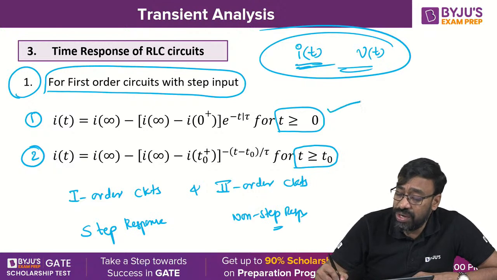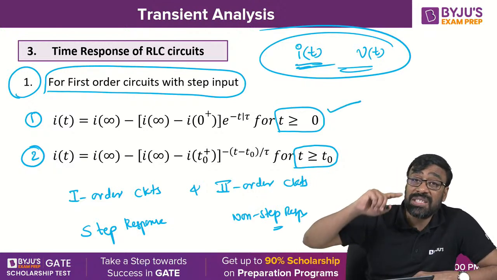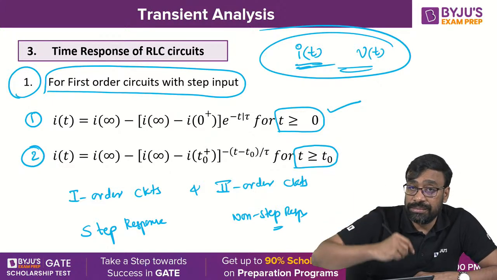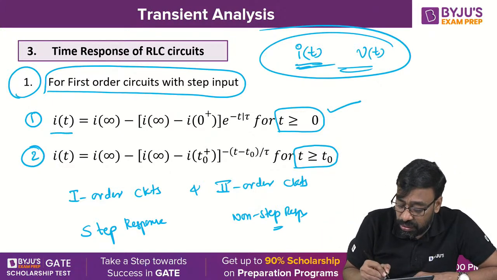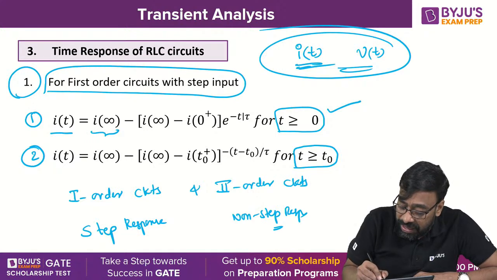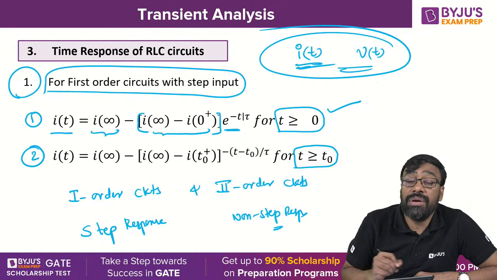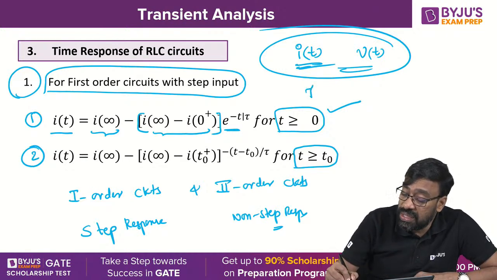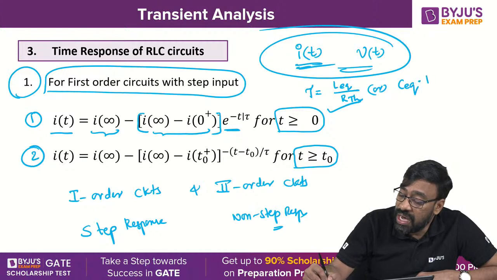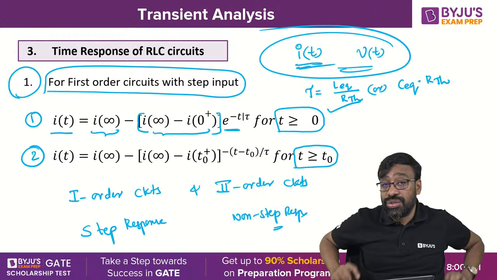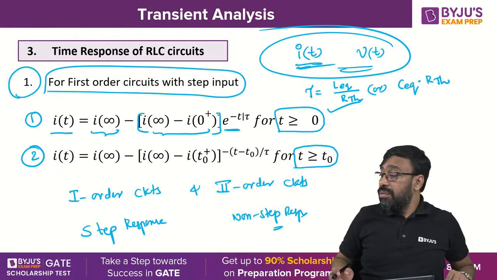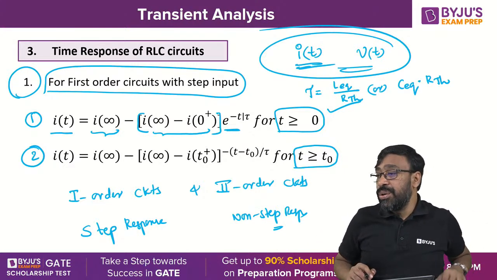At t equal to 0, when you apply the disturbance, the response after the disturbance taking place in the system is i of t equal to i of infinity minus the whole bracket, i of infinity minus i of 0 plus, into e power minus t by tau, where tau is nothing but the time constant. For the first order circuit it is L equivalent by RTH if it is an RL circuit, and if it is an RC circuit, C equivalent into RTH. You understand all of you? This is how you determine it.